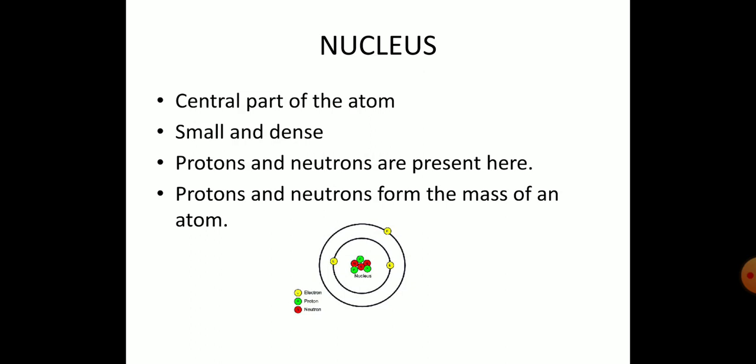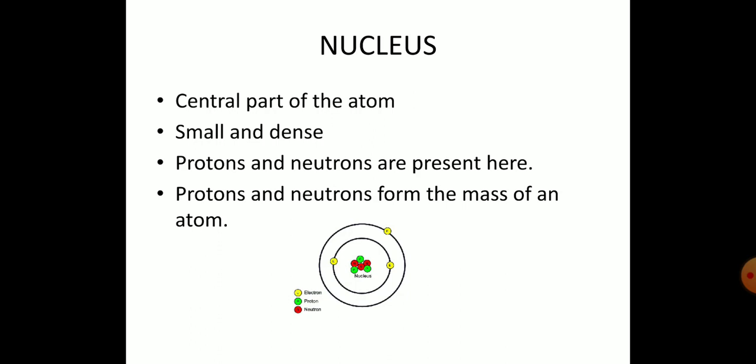Okay, in the next year you will be learning about the mass number of an element. For every element there is a mass number. There you will be adding the protons and neutrons, and then you will get the mass number. Okay, so the nucleus is in the central part of the atom, where you have both protons and neutrons. They both constitute the mass of the atom, and it is a small place, as well as very dense.